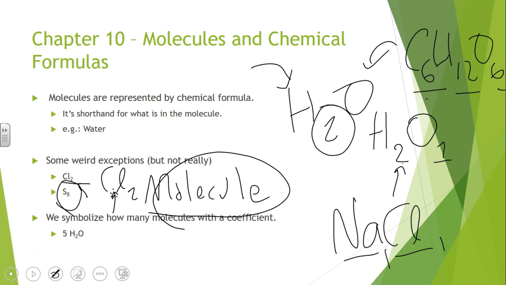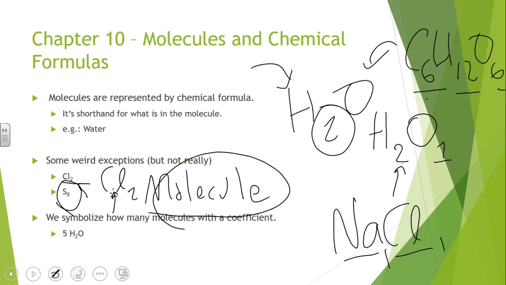And then there's other things like sulfur. Sulfur in nature, if you've ever seen sulfur, it's a yellow powdery substance. Sulfur in nature is found as S8. And again, it's a molecule, but it's an element that's found as a molecule. Because elements are only one type of atom, and molecules are many atoms shoved together.